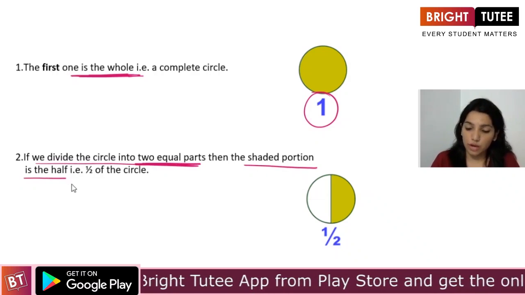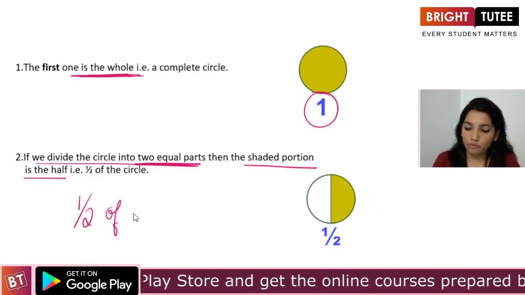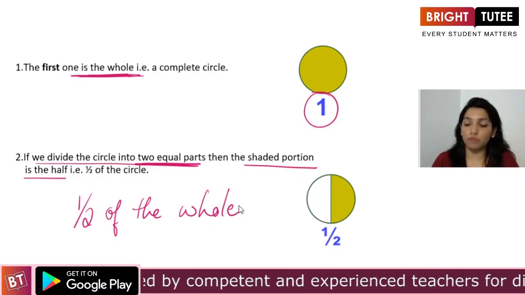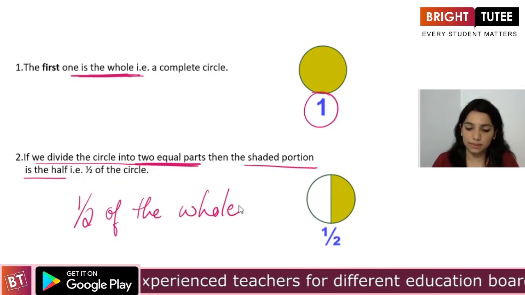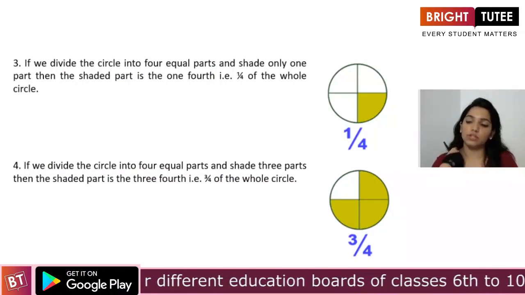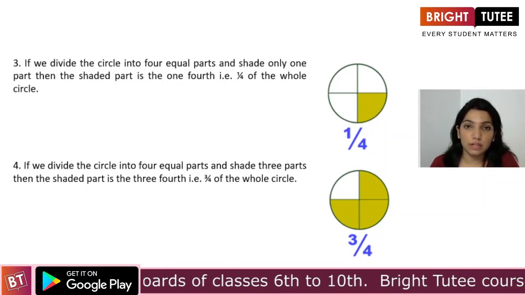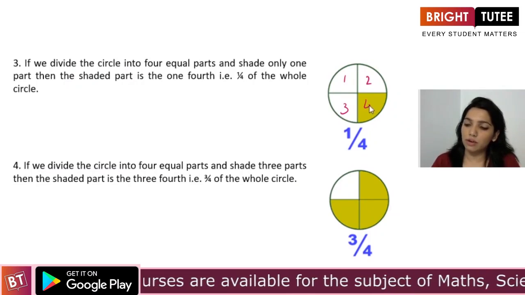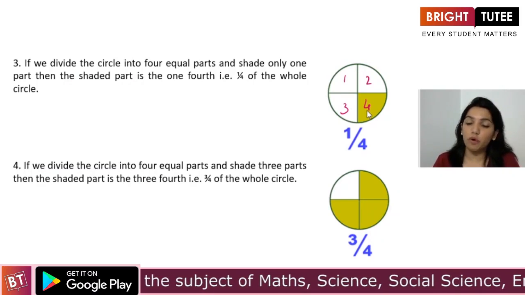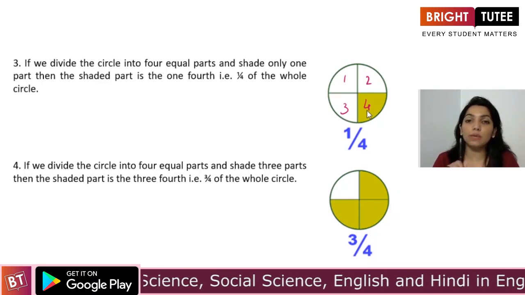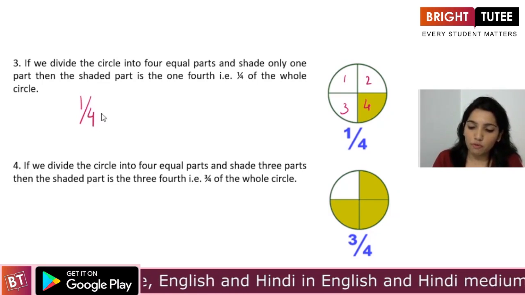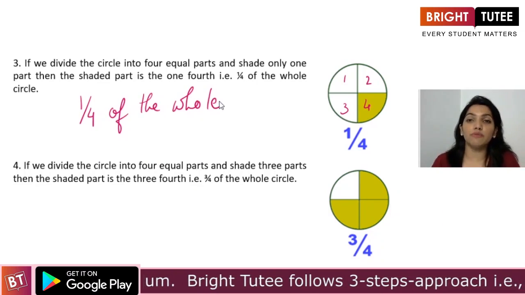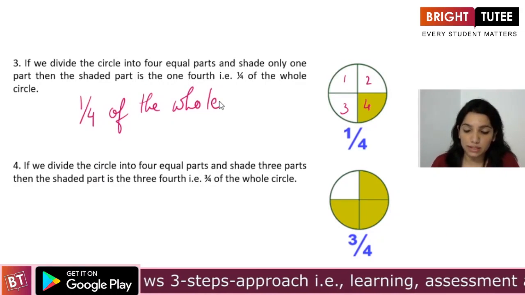So what do we have? We have half of the whole. We have half of the circle. So we can say we have got half of the whole, the complete. Okay, now look at the third image. Here, if we divide this circle into 4 equal parts, look into the image, you see 1, 2, 3 and 4 equal parts. Out of these 4 parts, how many do you see shaded? We see 1 shaded. So it is 1/4 of the whole. It is 1/4 of the complete circle, right?